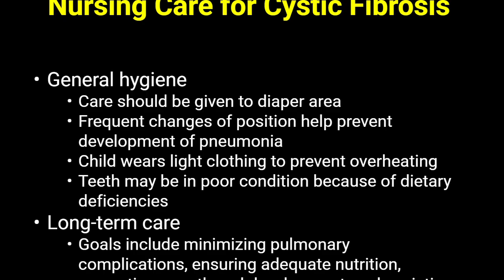Dental care needs attention. Long-term goals include minimizing pulmonary complications, ensuring adequate nutrition, promoting growth and development, and assisting the family to adjust to chronic care required. This is a family-centered approach. The parents and siblings are deeply affected. Support groups and mental health resources are important.